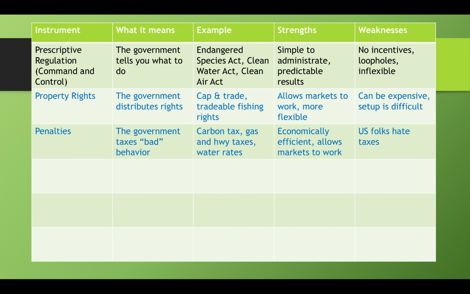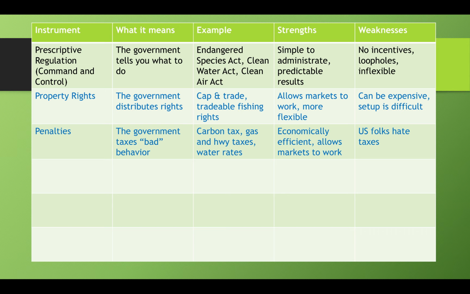The third instrument we're going to talk about is penalties. This is when the government taxes bad behavior. Carbon taxes is one you've probably heard a lot about. We don't have it, but it's one that's been discussed a lot for climate change. We also have gas taxes and highway tolls. You can think of them as tools to discourage driving, although they're usually described as ways to pay for highway construction and maintenance. But they're also used for trying to discourage people from driving.